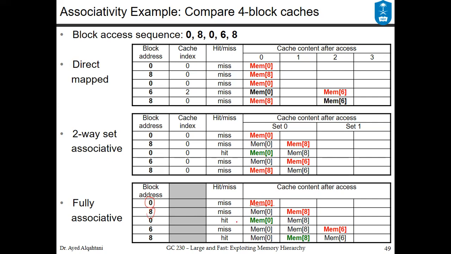Good, we find it. For the 6, we didn't find it, so we write it down, memory of 6. And in 8, we already have it, so it's also a hit. And as you can see, now we have 2 hits because we increased the associativity.